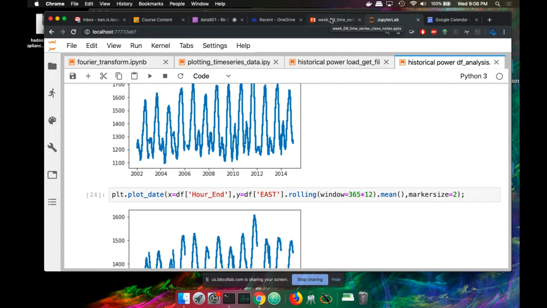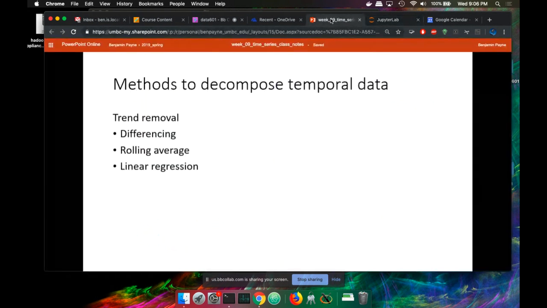Not all timestamp data is seasonal. So like the medical data that I'm showing you, where you have 5-minute time slices on a 24-hour window, there's no seasonality there. It's just someone's heartbeat, right? You don't have seasonality there.